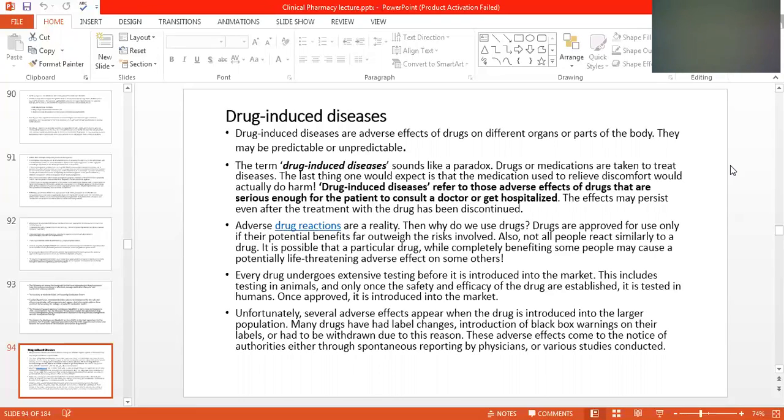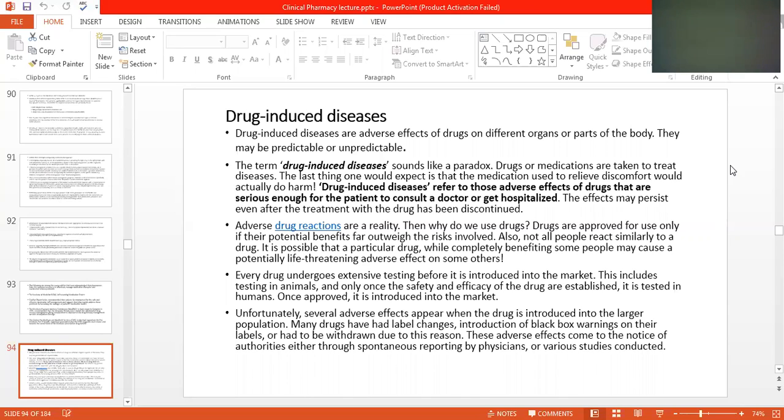Number two, we apply it on animals and test on the animal, toxicology and teratology tests, meaning genetic changes and toxic changes. And then after animals, we try to test it on healthy humans. And then phase 2 and phase 3, we go for the patients, to treat the patients. Then we introduce it into the market.